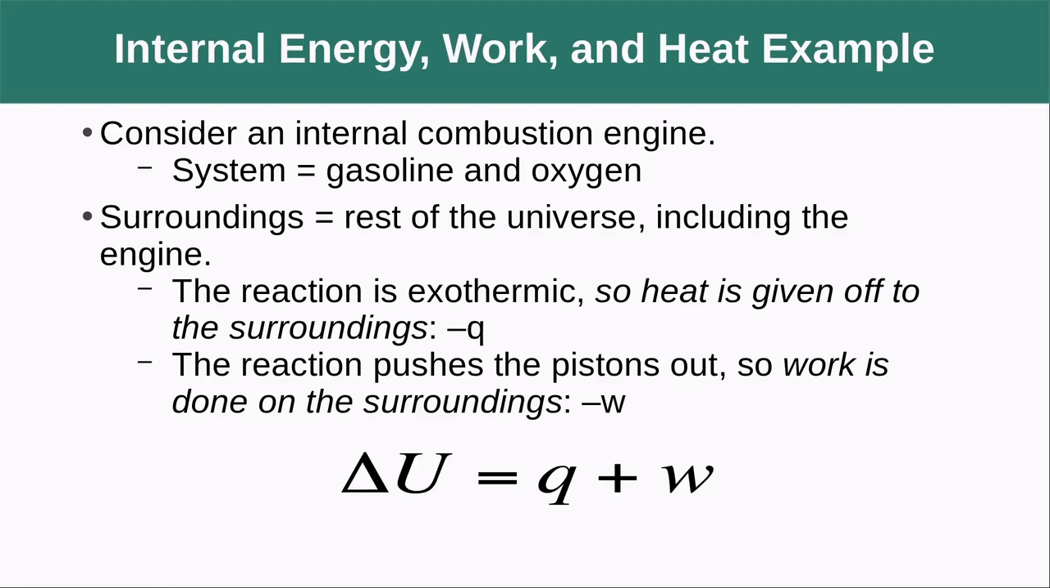So if we consider an example of this, we could have a system inside of a combustion engine. For instance, we could define the system to be the gasoline and the oxygen. And the surroundings is pretty much everything around that, including the engine. This reaction is exothermic. It's going to give off heat, so Q is negative. And the reaction pushes the pistons out, right, by expanding. So work is negative. And ultimately the gas and oxygen have decreased their internal energy by releasing it out into the world.